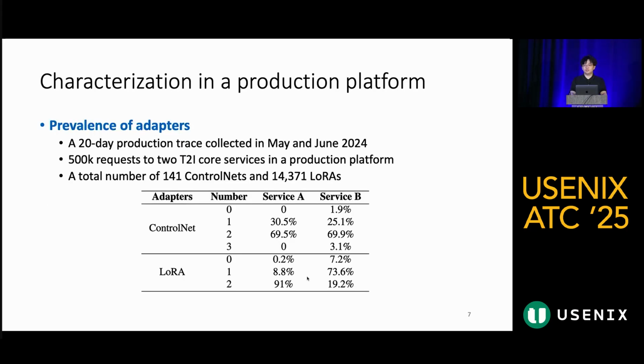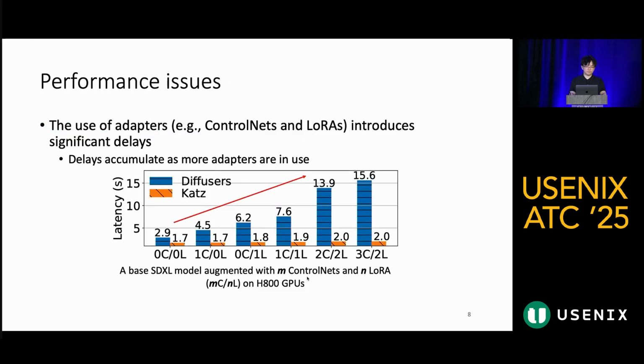We have collected a 20-day trace in a production platform, which includes 500,000 requests to text-to-image generation services. We can see that over 99% of the requests require at least one ControlNet, and over 90% of requests require at least one LoRA. In total, there are over 140 unique ControlNets and 14,000 unique LoRAs invoked in the trace.